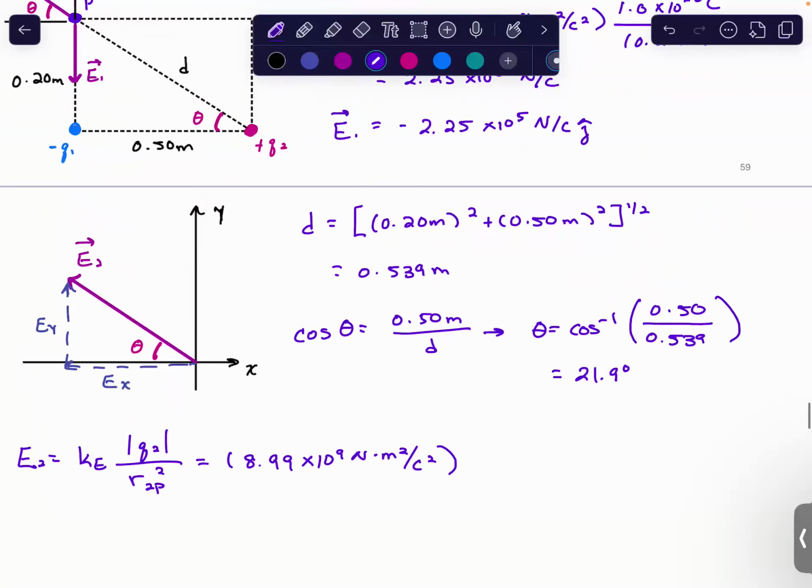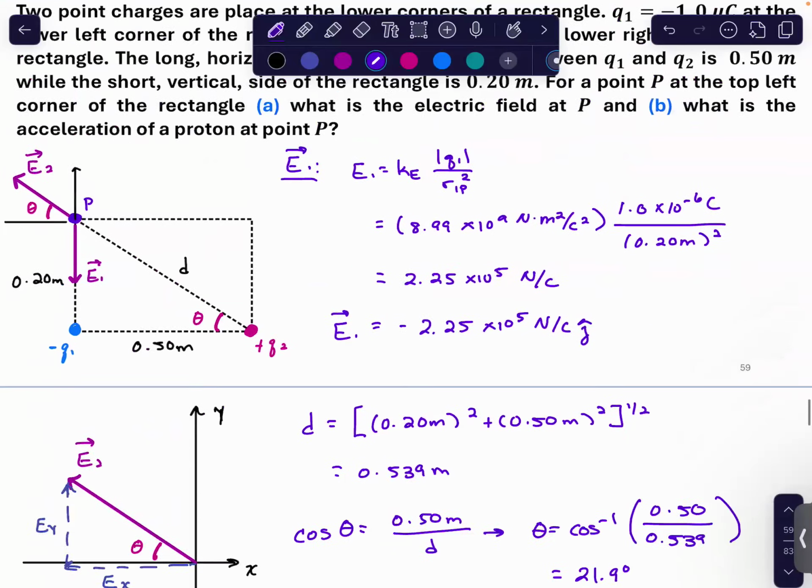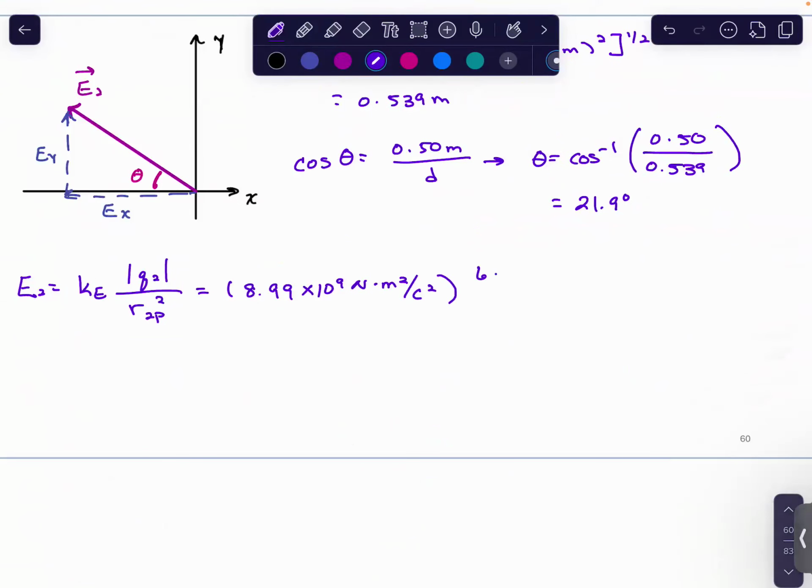And so Q2, what is that? It's 6 microcoulombs. And then, of course, the R distance there is just D. So that's going to be 0.539 meters squared. And that's going to give us 1.86 times 10 to the fifth newtons per coulomb.